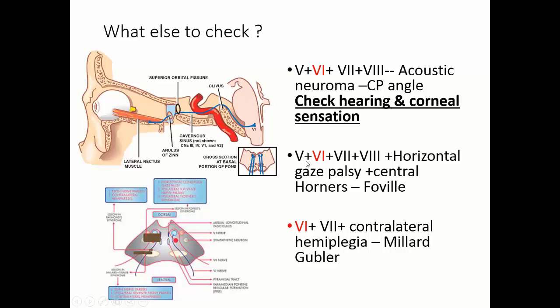Another condition that can come with the same combination of 5, 6, 7 and 8, they can have a horizontal gaze palsy and central Horner's, that is Foville syndrome. Here the lesion is here, which involves the sympathetic nerve, and then the other nerve nuclei. That is Foville syndrome. Whereas 6th, 7th and a contralateral hemiplegia due to the involvement of the pyramidal tracts here, you can get Millard-Gubler syndrome. These things you will mostly see in neurological wards.